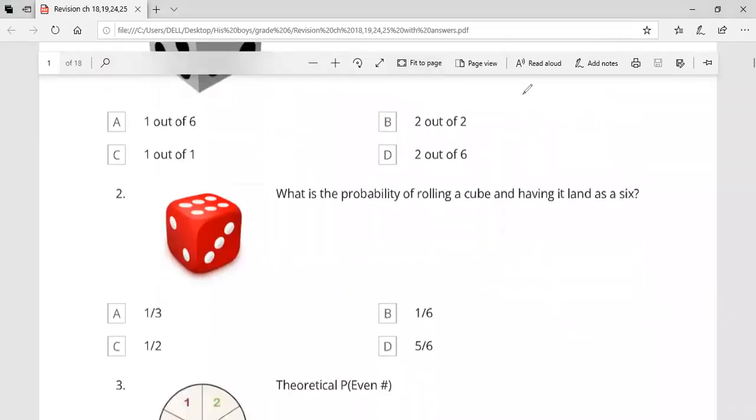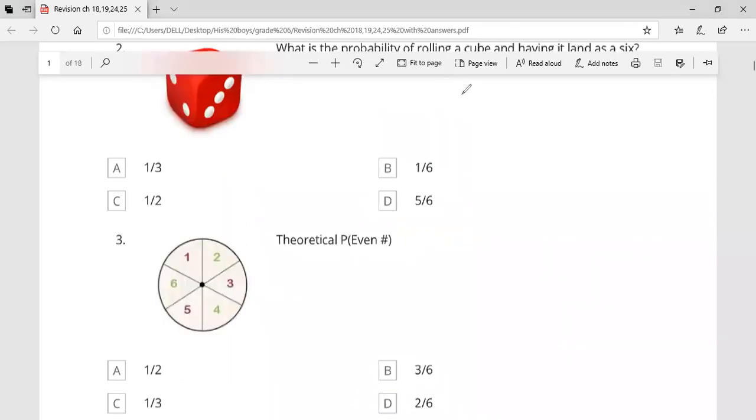What is the probability of rolling a cube and landing 6? The same: number of events, probability of 6, P of 6. How many 6s can we have? Here is 6, I write it on one face. And how many faces? We have 6. 1 out of 6, and so on. Here is what I mean by probability. Concentrate on how to do it.